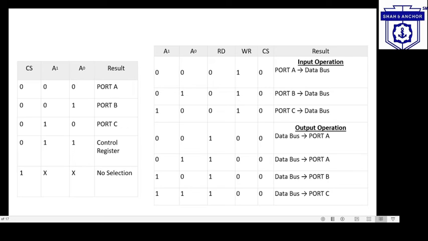So from the table we can understand that the chip select plays a very important role in deciding which port we are selecting.